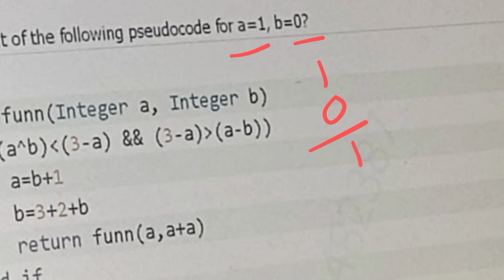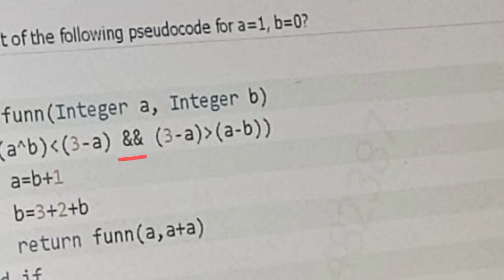Okay, so that means a XOR b is 1. So 1 less than 3 minus a. So a is 1, so 3 minus a, 3 minus 1 is 2. So 1 less than 2. Yes, this is true. So this is an AND operation, so we have to check both conditions. Okay, so first condition is true.